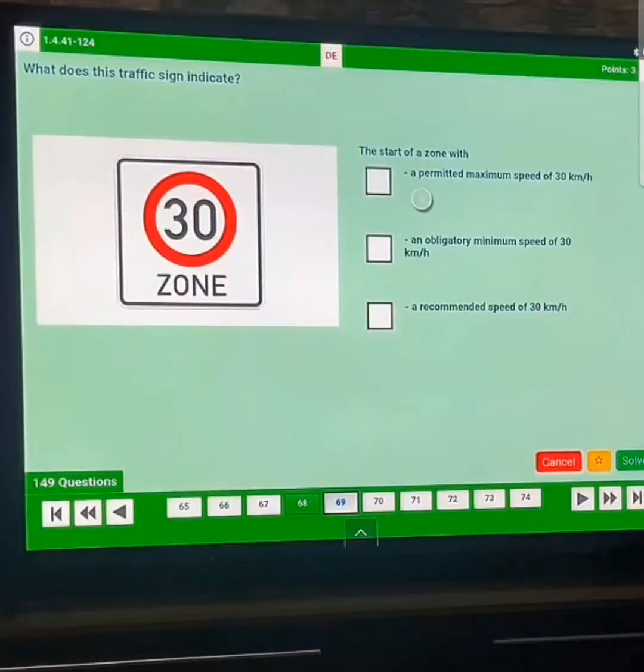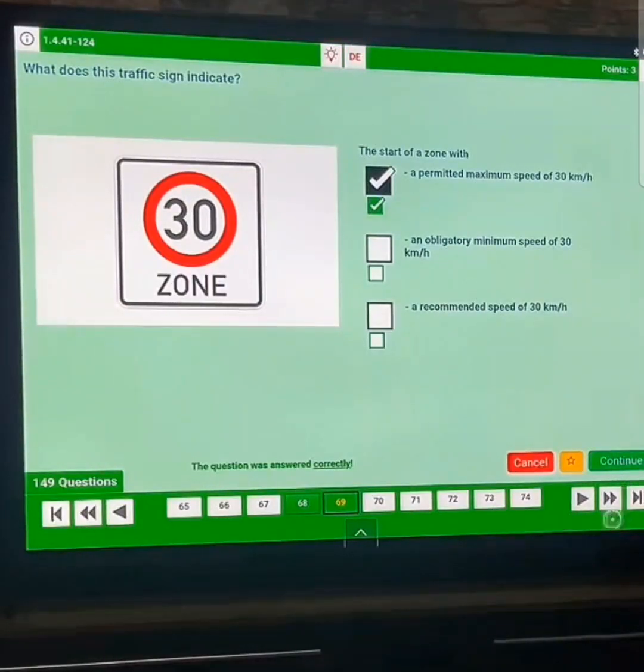What does this traffic sign indicate? The start of a zone with a permitted maximum speed, an obligatory minimum speed, or a recommended speed? It's not recommended. Is it an obligatory minimum? No. It is a permitted maximum speed. Not a recommended one. You are only allowed and permitted to drive 30.